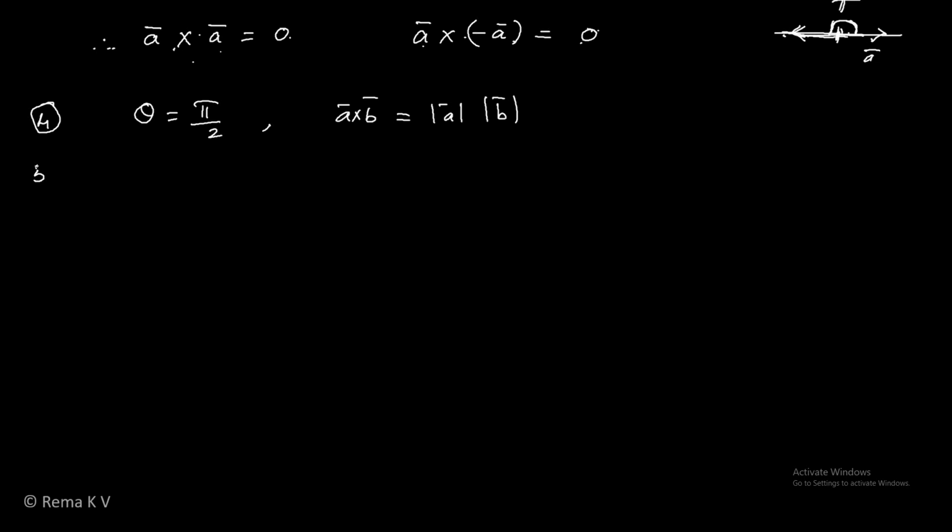Okay, now the next one. What can you say about this I cross I? What about this I cross I? We can use this result, A cross A is equal to 0. So I cross I will be equal to 0. J cross J is also equal to 0. K cross K will also be equal to 0.